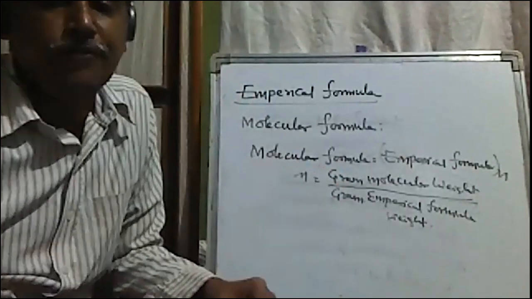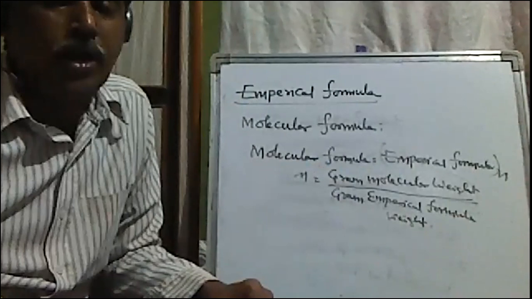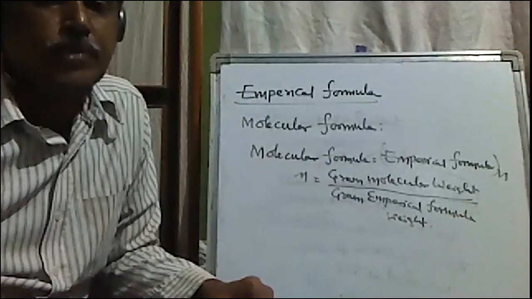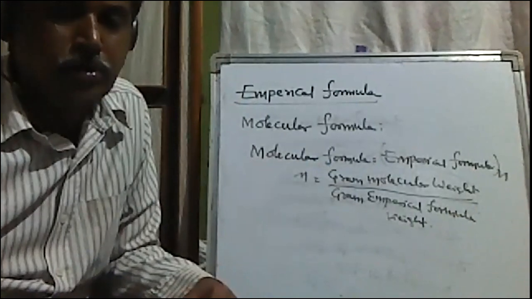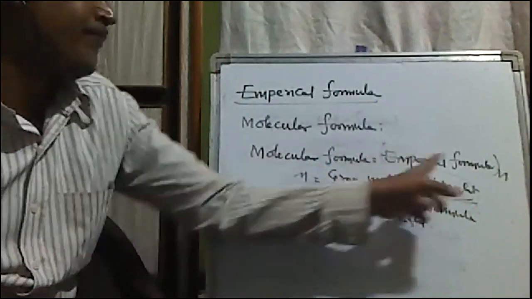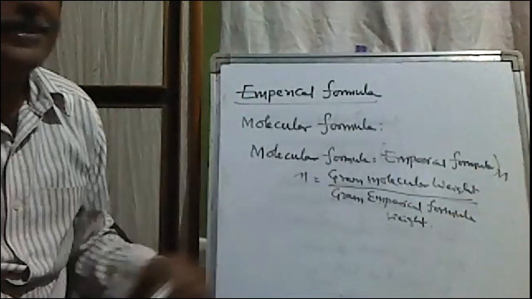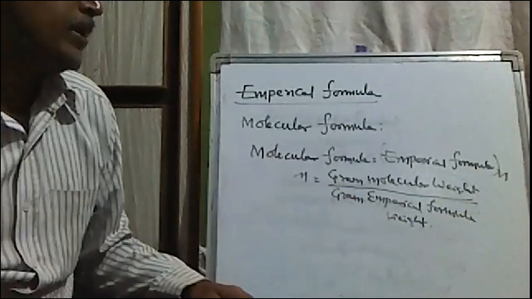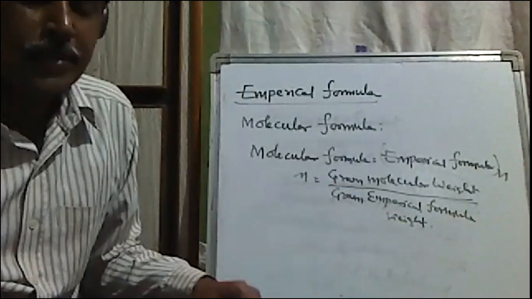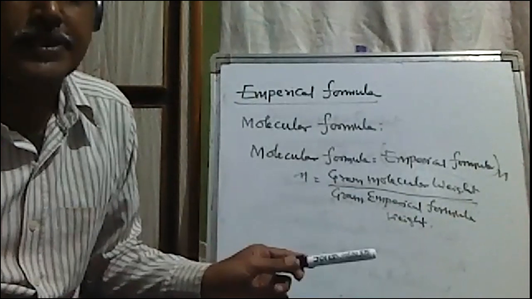How are molecular formula and empirical formula related to each other? Molecular formula is equal to empirical formula suffix n, where n is the ratio between gram molecular weight and gram empirical formula weight.